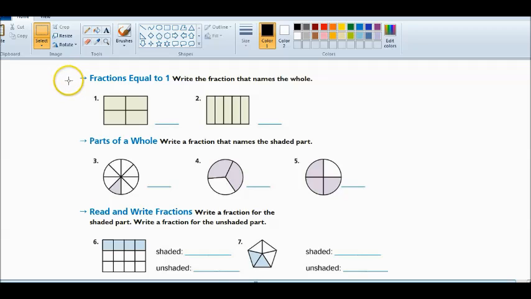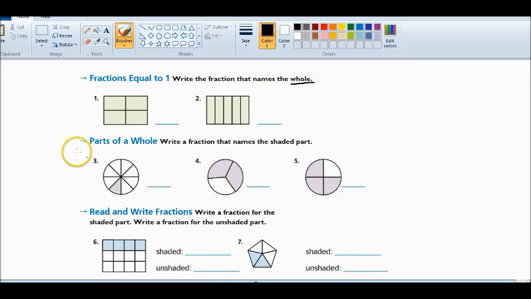Now, the first thing I want you to do is take a look at this first question here, where it says fractions equal to 1. Write the fraction that names the whole. Now remember, we are talking about what would be a fraction that would represent the whole pictured in number 1. Let's try it with number 2. How did you do? I hope you were successful.